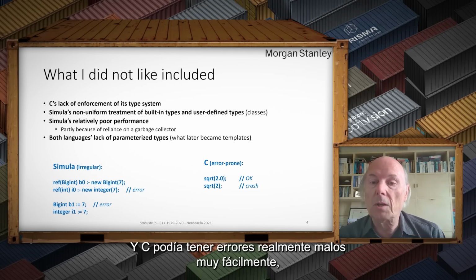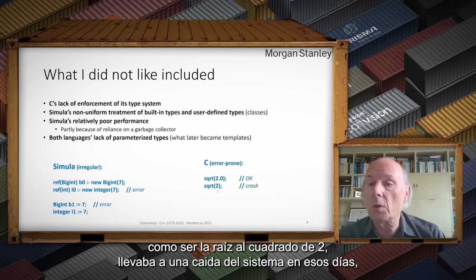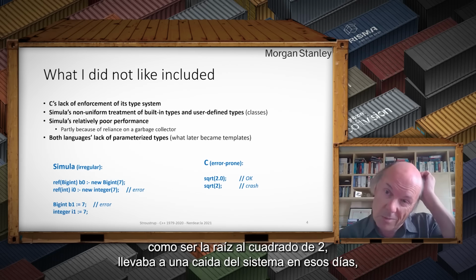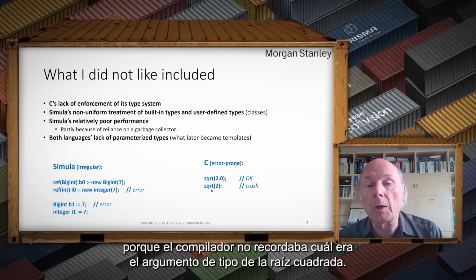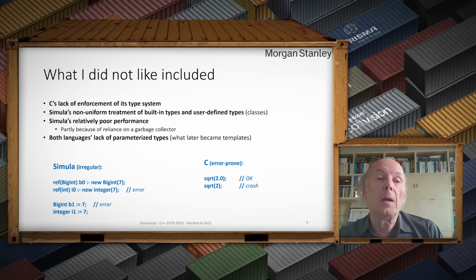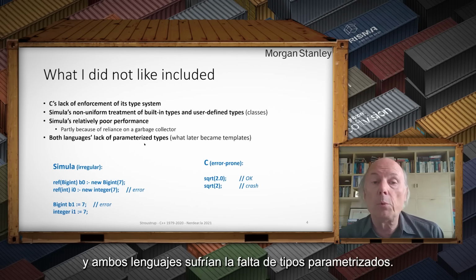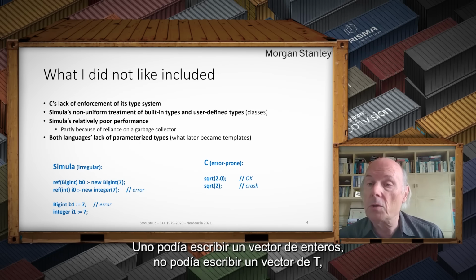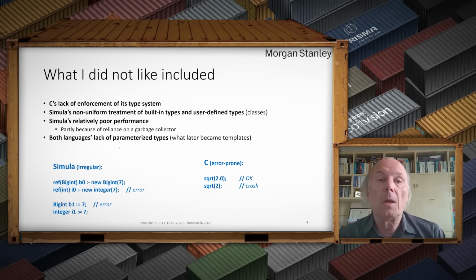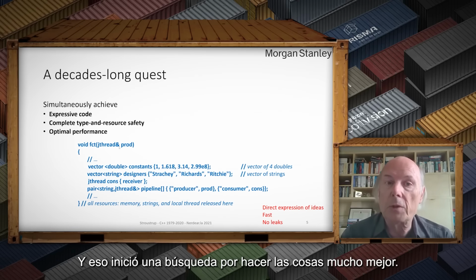In C, you could get really bad mistakes very simply, like square root of 2 led to a crash in those days because the compiler didn't remember what the argument type of square root was. And Simula's performance was not up to serious systems programming stuff. And both languages lacked parameterized types. You could write a vector of integers, but you couldn't write a vector of T, where T was a parameter. And that set off a quest for doing things much better.